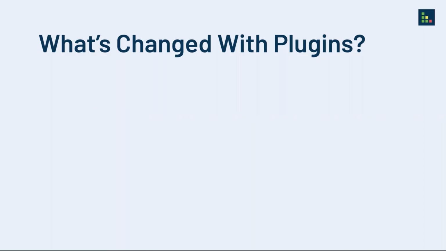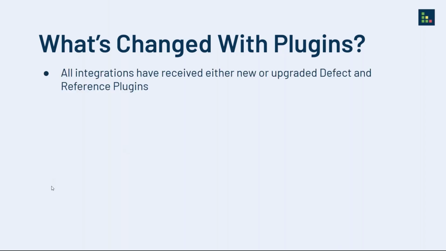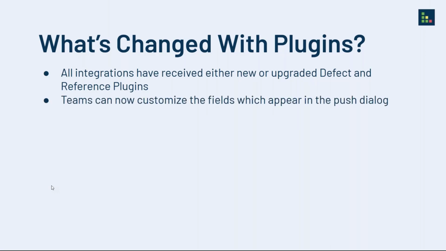So what has changed with our defect and reference plugins for TestRail? All integrations with tools have received either new or upgraded defect and reference plugins. So what does this mean? This means that you can now customize the fields which appear in the push dialog for any defect plugin, any tool that we integrate with using a defect plugin. Previously, this was only available with Jira. This has now been extended to our plugins for other tools such as GitHub, Assembla, etc. So you can now customize the push dialog for your tool that you have integrated with TestRail.